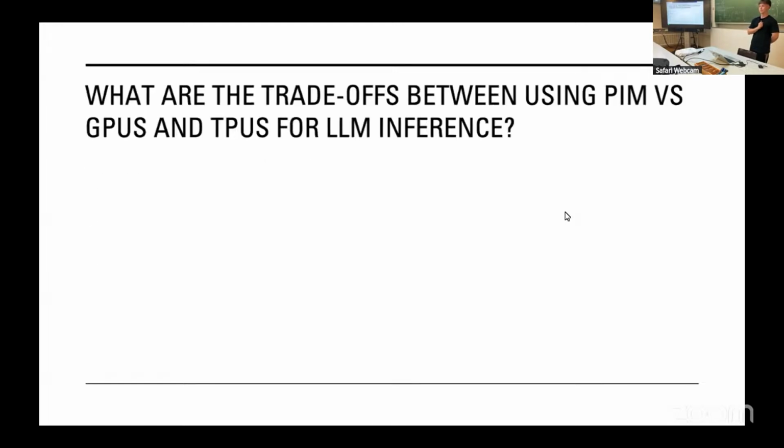Okay. Let's have a discussion together. The first question is, what are the trade-offs between using PIM versus GPUs and TPUs for LLM inference? At first, the benefits maybe. Yeah, I guess it makes sense to use PIM for the memory-bound operations, like the decode stage, and GPUs and TPUs for the compute-bound stage, the first one. Yeah, that's right. But for the first part, what's the main goal of using PIM? Maybe, isn't it to accelerate the memory-bound stage in the LLM?